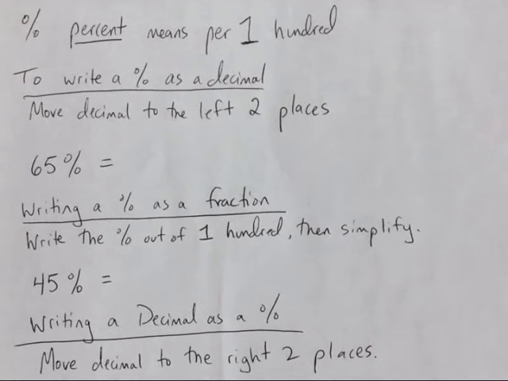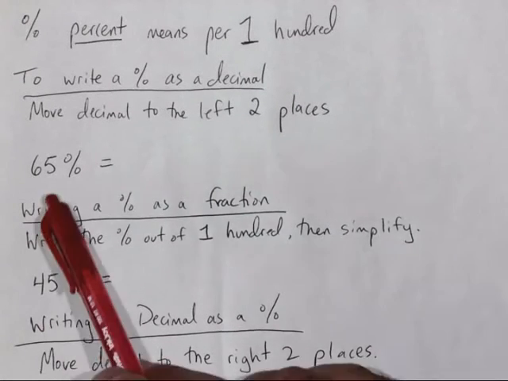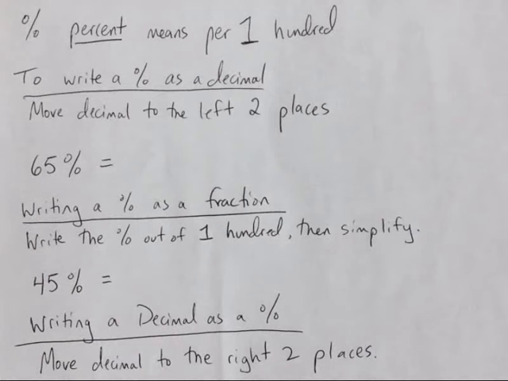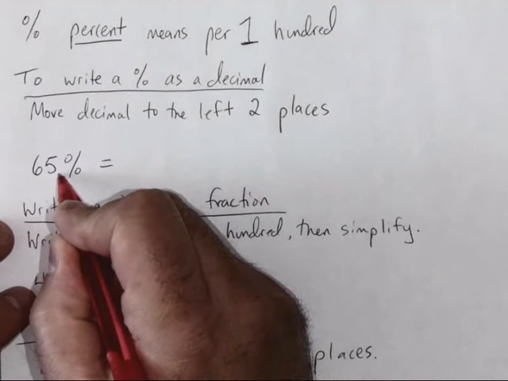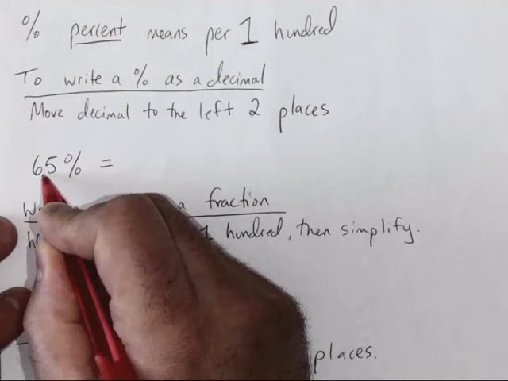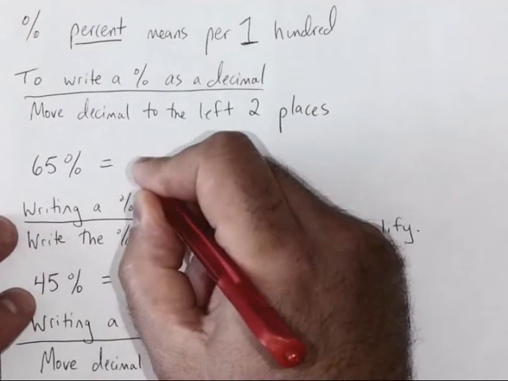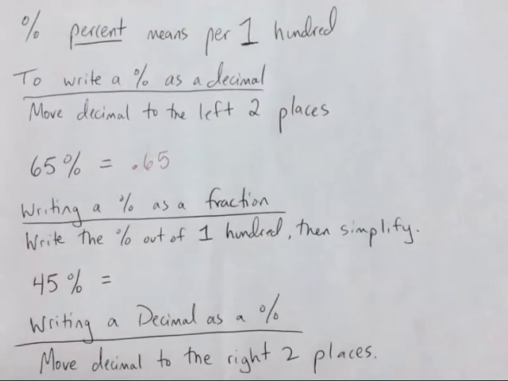So to do that, you essentially take the decimal and the percentage and move it 2 places to the left, which means that you're essentially dividing by 100, which makes sense since percent is out of 100. So the decimal place is here in 65%. So if we move it 2 places to the left, we get 0.65.